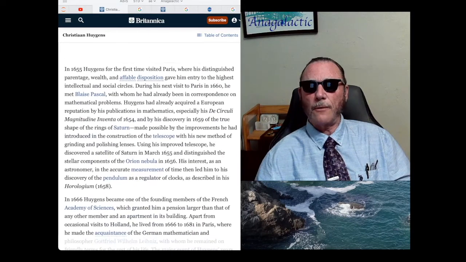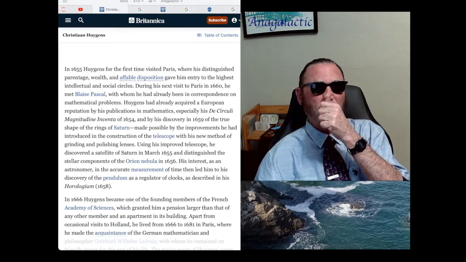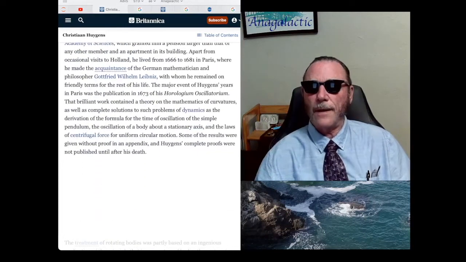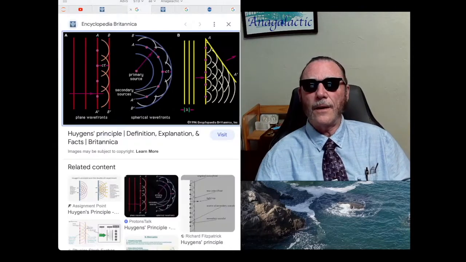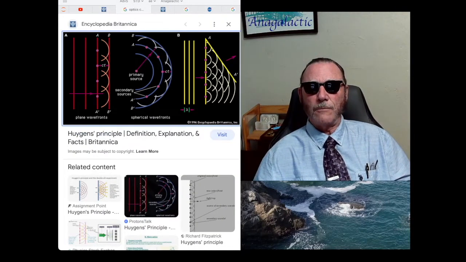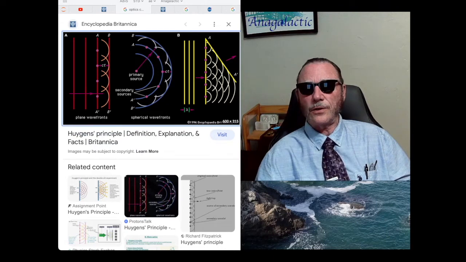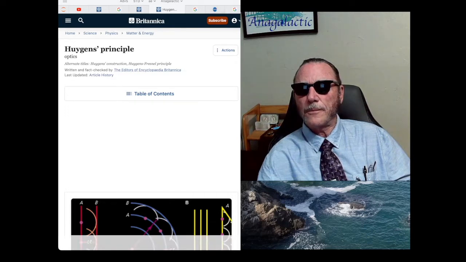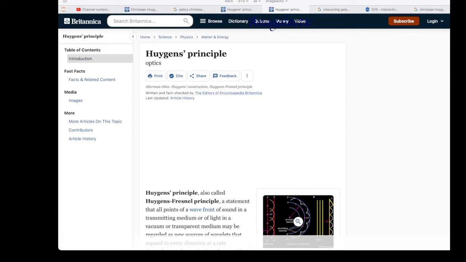Down here's some more information. We're not going to read all this, but you can go to the Encyclopedia Britannica and read the article on Huygens. All right, so there we have that. Now here are some of his diagrams. Now I want you to see this one. I'm going to expand this so you can see that. Let's see what this looks like.